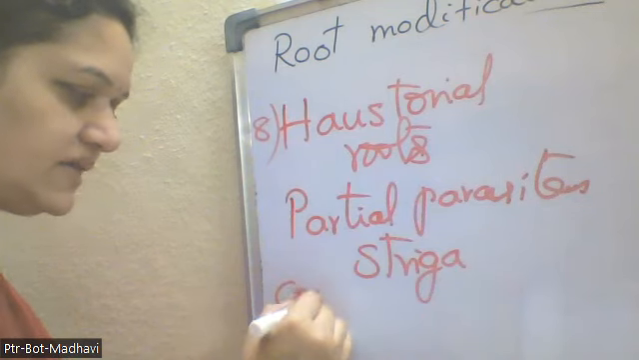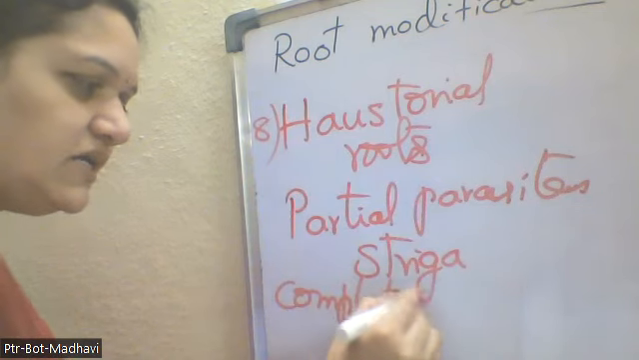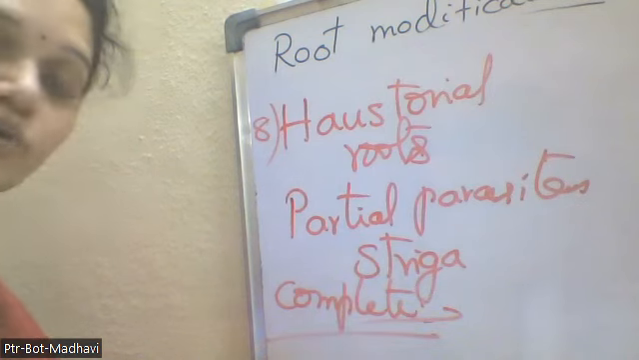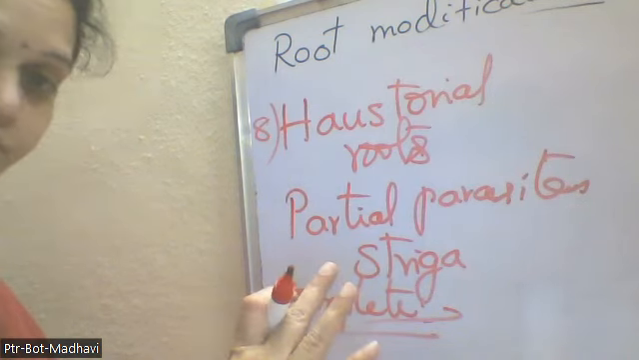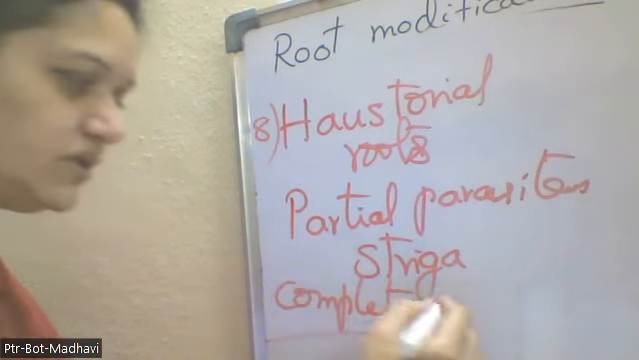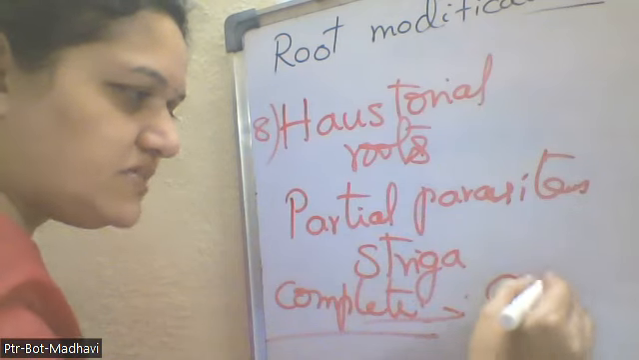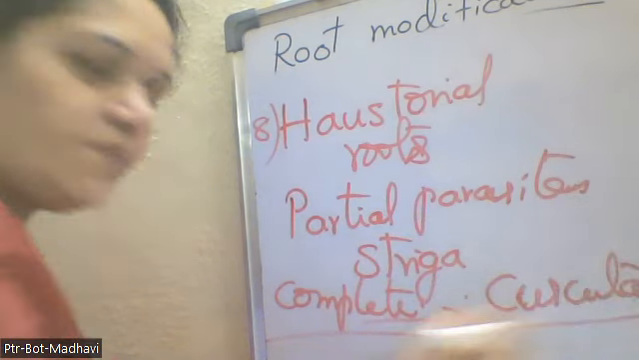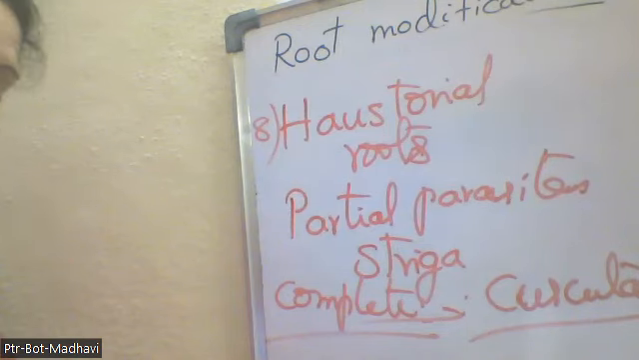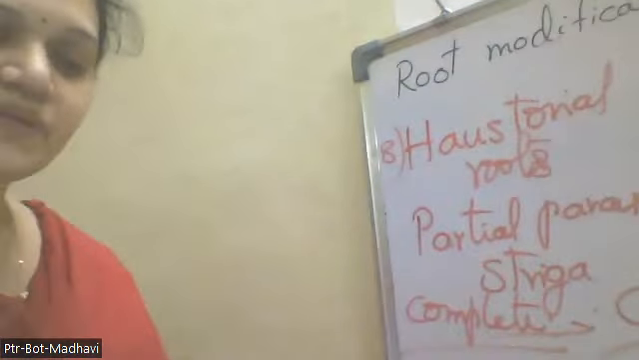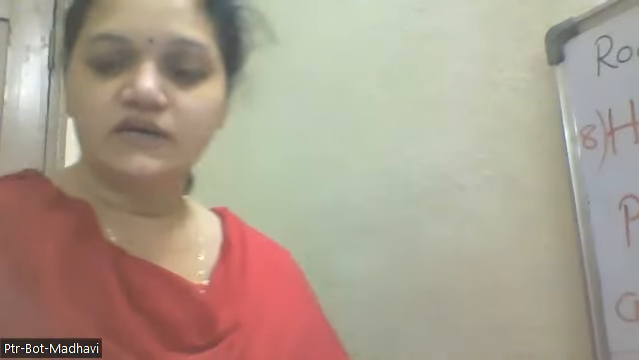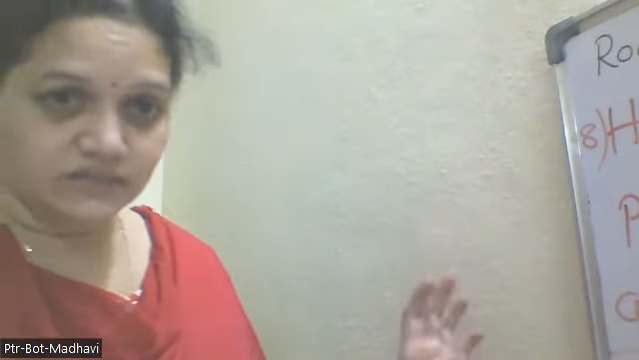Complete parasites means these plants depend on the host for their food and shelter. Those are the complete parasites. The best example is cuscuta. Like this, we have to give the explanation of this answer for this question, and we have to complete it with the respective diagrams then and there itself.